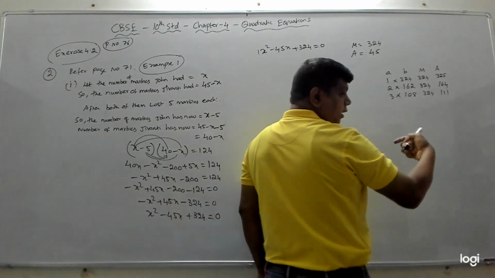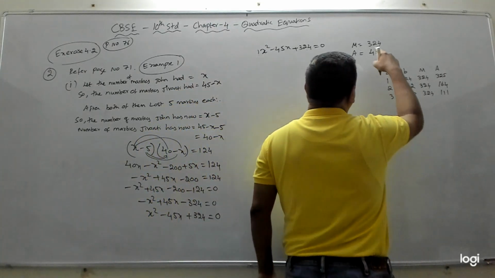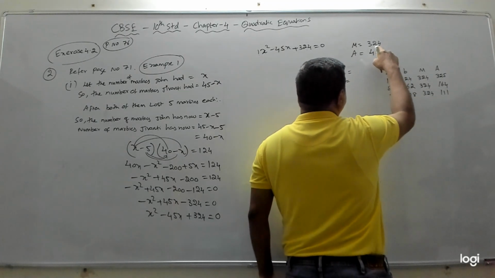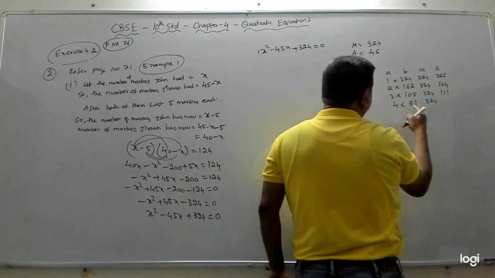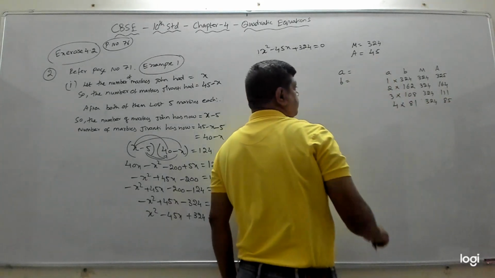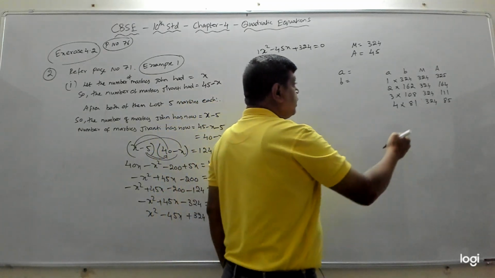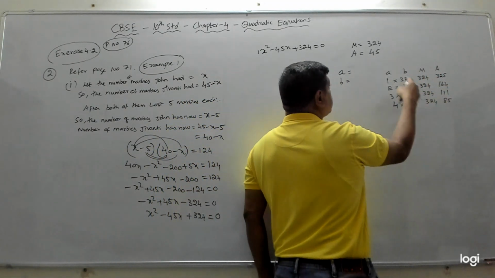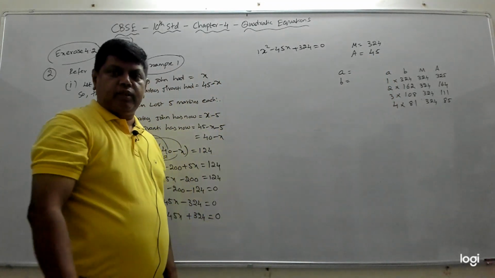So we should keep trying, and some numbers will come. So 4. Again, 4 into what? Divide 324 by 4. You'll get 81. 4 into 81 is 324. And 81 plus 4 is what? 85. But we should get 45. But one observation we can make here: initially it was 325, and it's reducing, 164, 111, 85, which means we are nearing 45. We are coming towards 45.